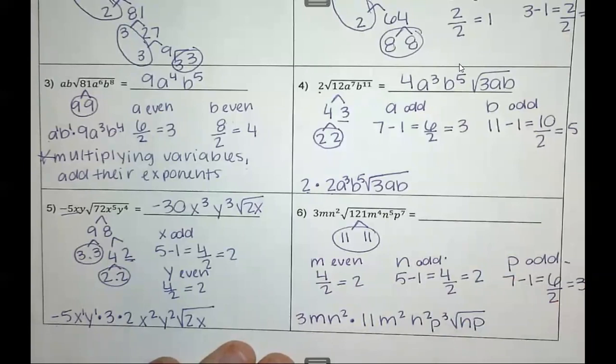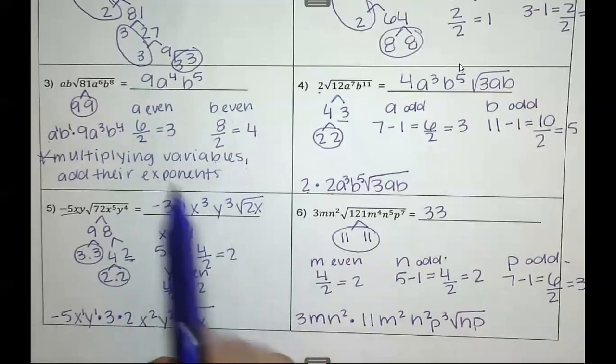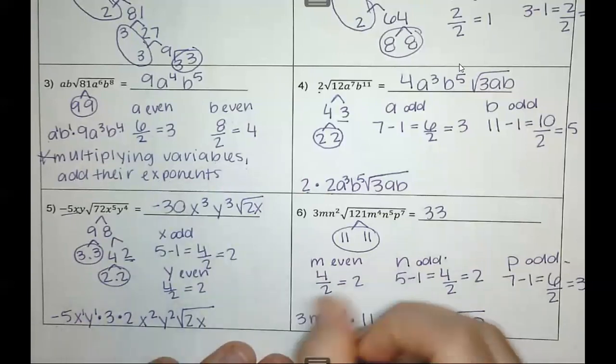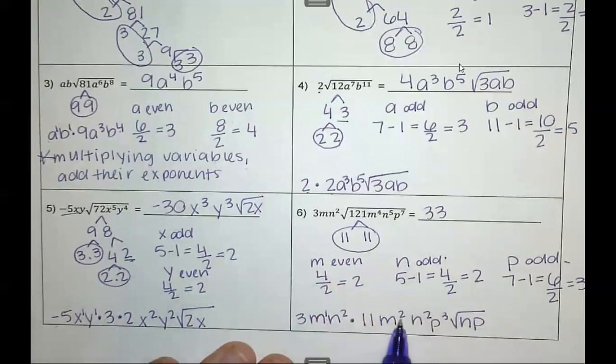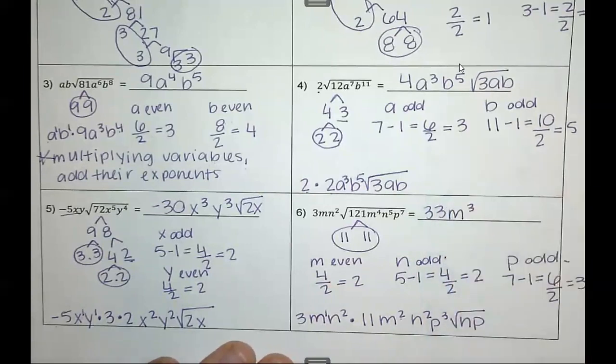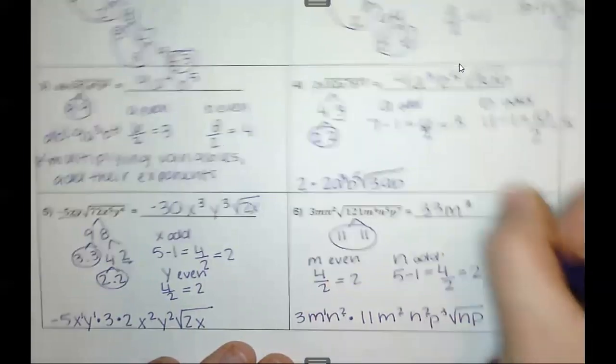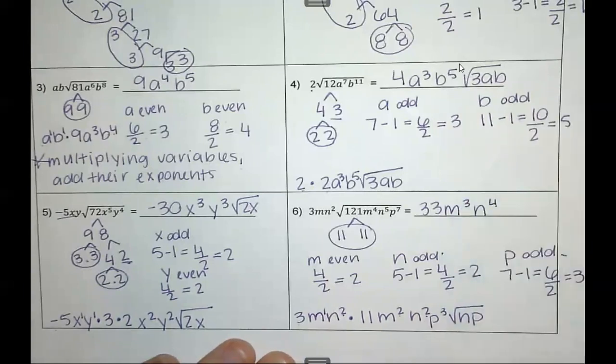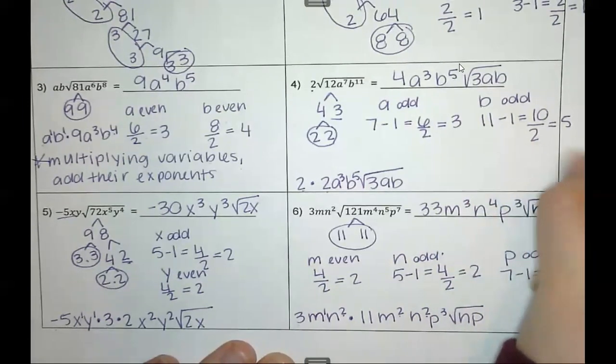So now I just need to multiply everything together. So numbers first, 3 times 11 gives us 33. And then same rule, when we're multiplying variables, add their exponents. So we'll do m first. This is an understood 1. So I have a 1 plus 2 here. It's going to give me m to the third. All right, then for n squared, we've got a 2 and a 2. If I add those, I get n to the fourth. And then we just have a p cubed times the square root of np.